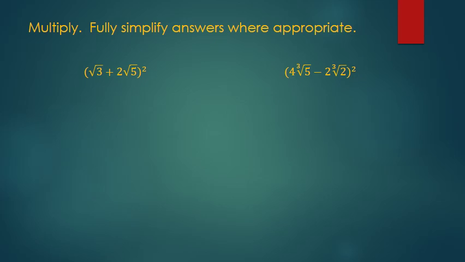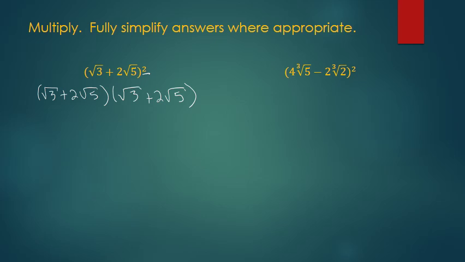Here we're multiplying again, but these are written as perfect square binomials. So you have to remember to expand them before you're able to do anything else. So to expand, I'm going to do the square root of 3 plus 2 root 5, and then I'm going to multiply that by another one because it's a square. That's what that exponent tells me. Plus 2 root 5.